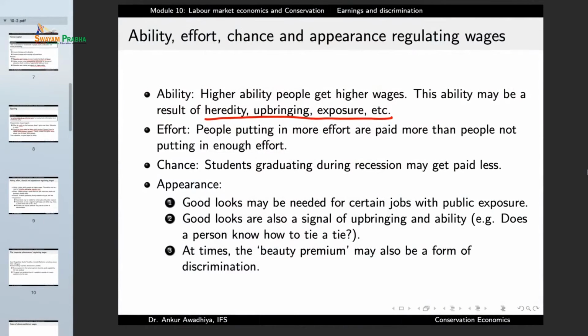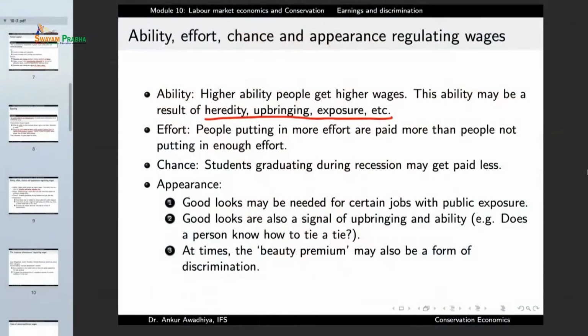Exposure can bring changes in ability. A person who has worked in different sectors, or in different countries, and is exposed to different sorts of problems will have a higher ability for problem solving than a person who is not exposed to these things. So, exposure may change ability, and a person with higher ability will typically get a higher wage, even though both of these people are working in the same sector.